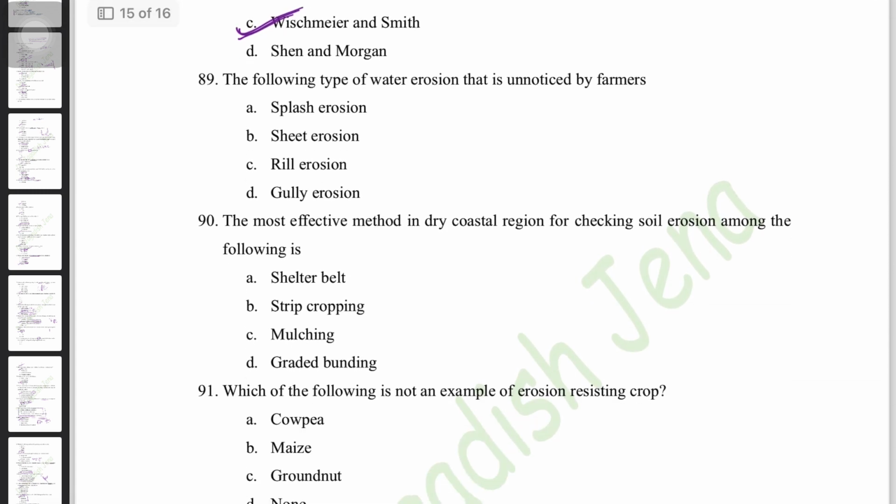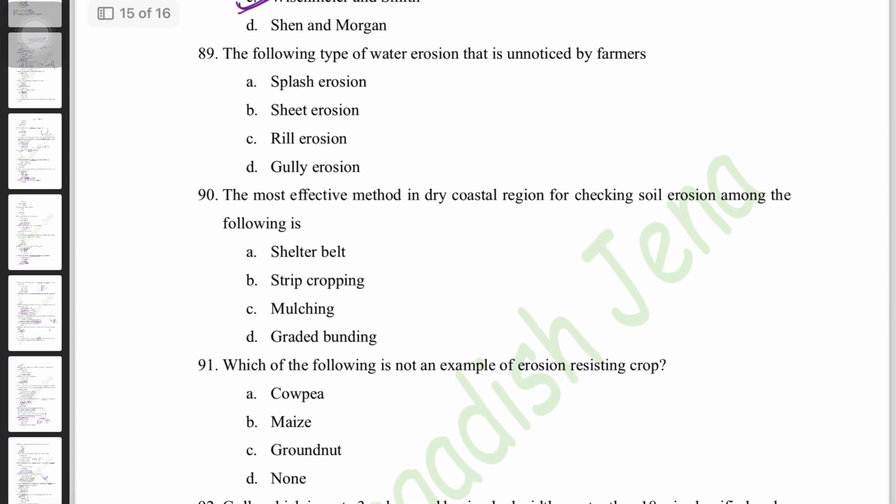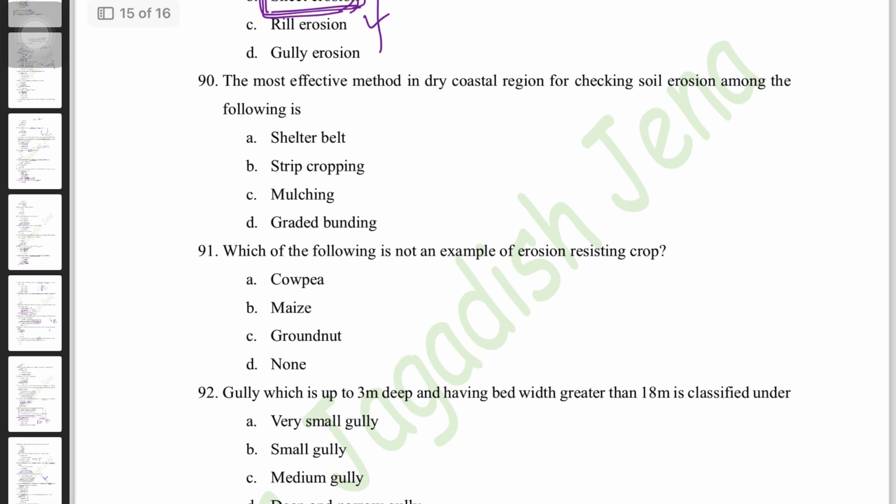Okay. Next question, the following type of water erosion that is unnoticed by farmer, that is sheet erosion. Sheet erosion is unnoticed by farmer, though splash erosion is also unnoticed by farmer, because in some textbooks you cannot find splash erosion as a type of erosion. So it starts from sheet erosion, sheet followed by rill, followed by gully, and followed by ravine. So sheet erosion is unnoticed by farmers. Generally what farmers see is just muddy water going, but they cannot realize that this is the erosion process.